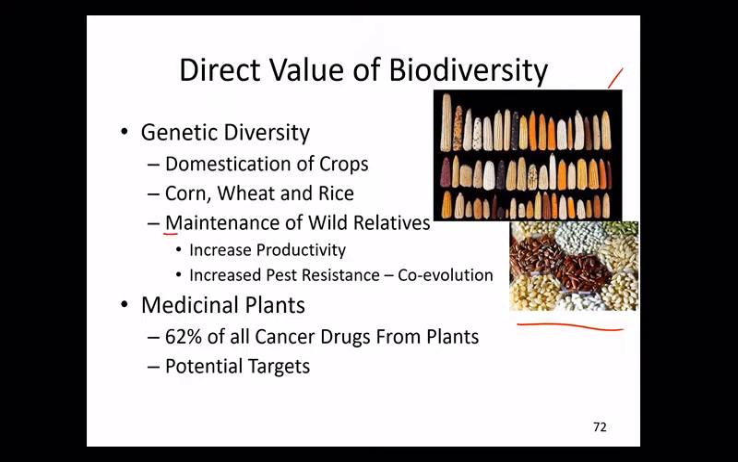So there's been a very big push to maintain the wild relatives. Some of the corn relatives that don't produce as large cobs, as many cobs, are important because they may increase pest resistance. They may have genes in there that are resistant to a particular strain of fungus or bacteria, which would prevent it from being lost.